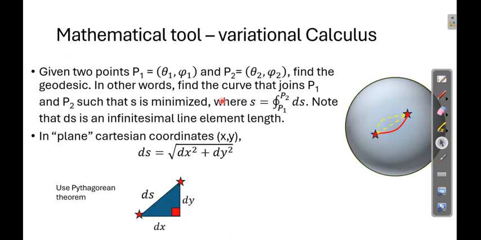Again, now we are ready to refer back to our problem: given 2 points P1 and P2 that lie on the surface of a sphere.